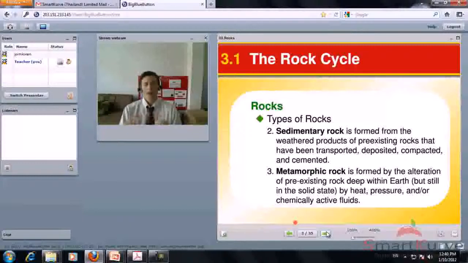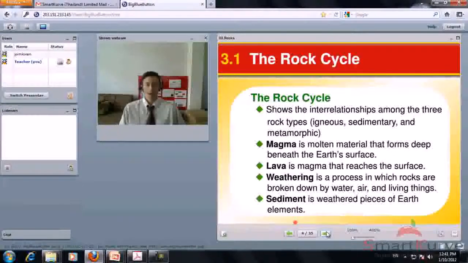So, pre-existing rock, perhaps a sedimentary rock, can be heated and crushed, and heated and crushed, and heated and crushed, and turned into metamorphic rock. It's almost as if sedimentary rock is cooked into metamorphic rock. Alright, now these different types of rock, we change from one type to the other, and this is called the rock cycle.